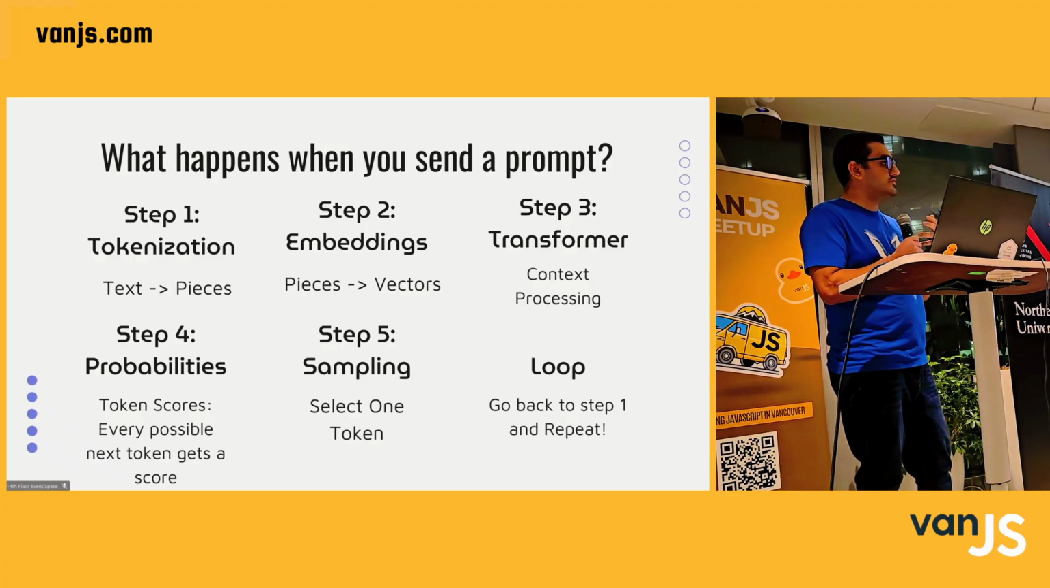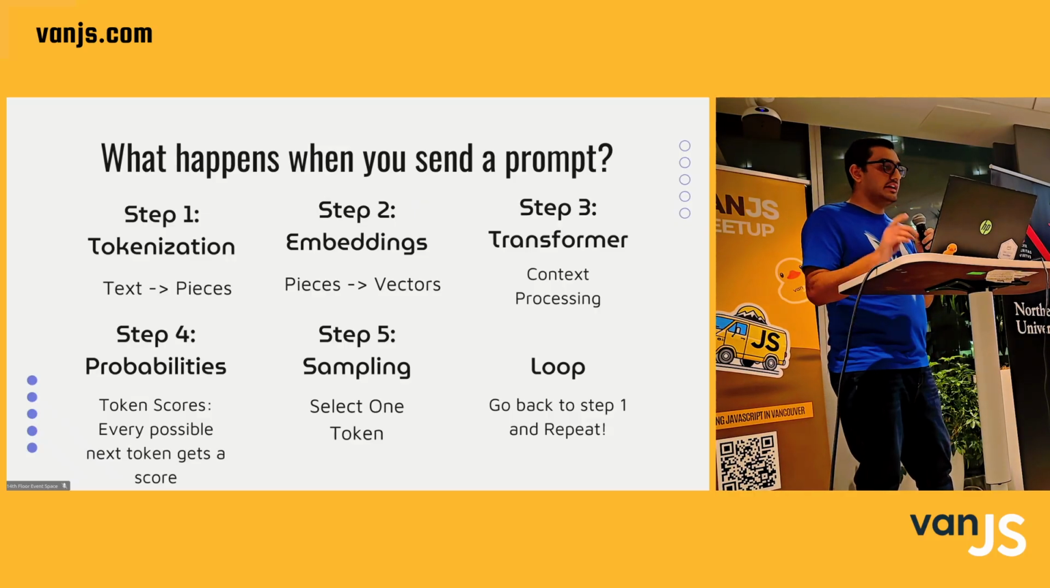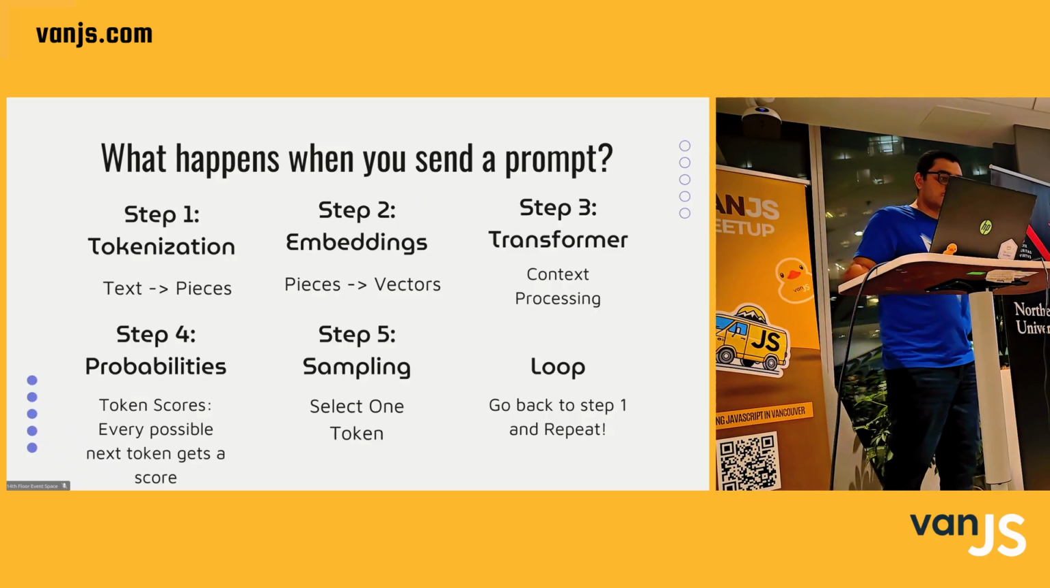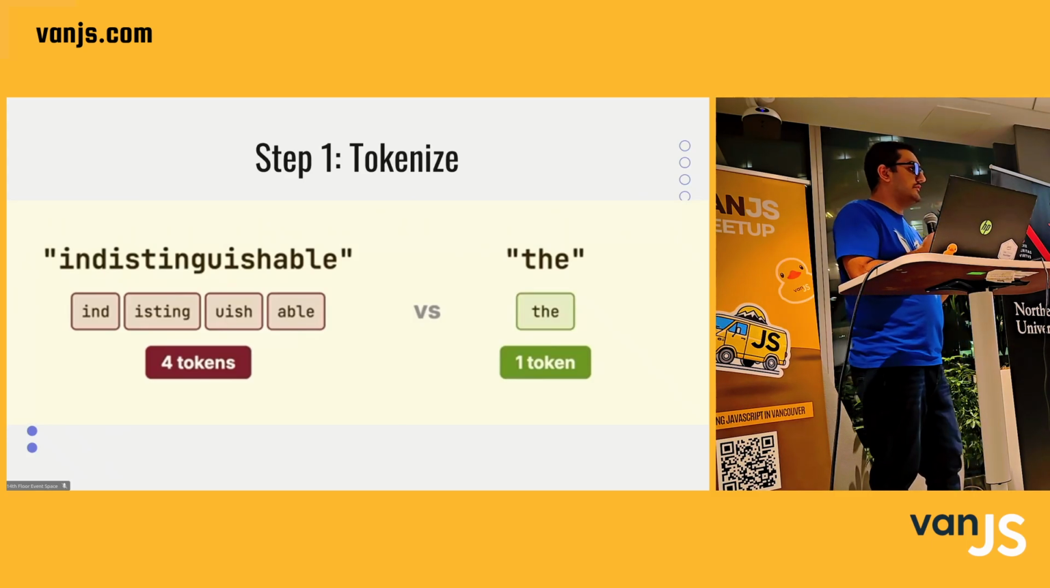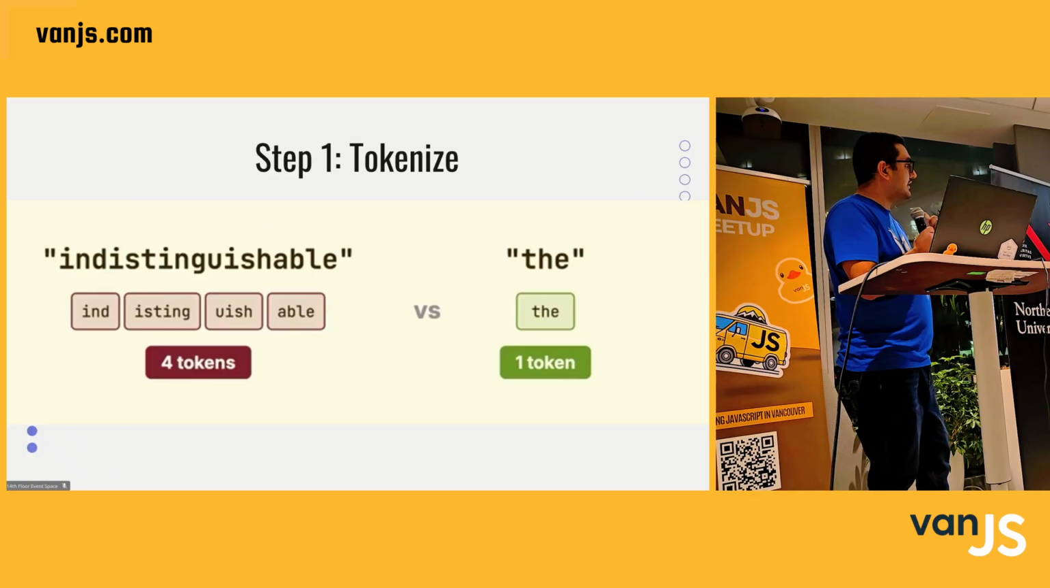What are the different possibilities for the next token that it's going to give you as output? Then we have sampling, and it goes in a loop. So we're going to go into a little bit of detail on all these steps. The first step here is tokenize.